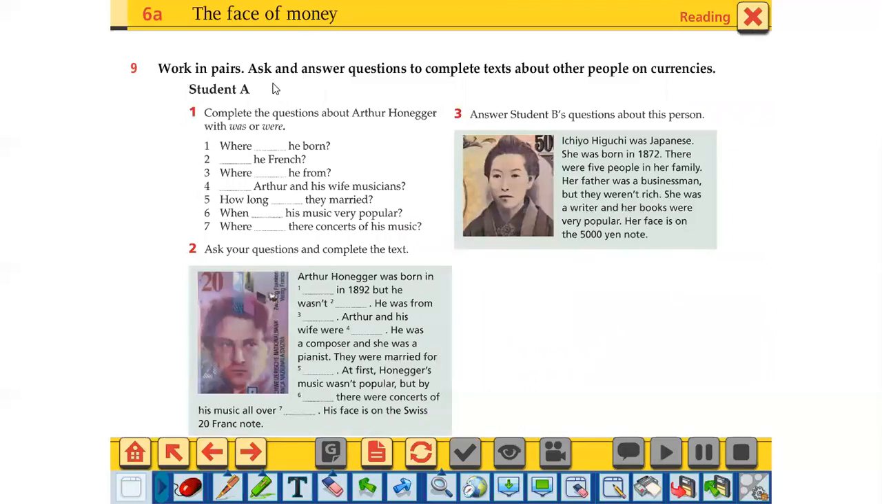Work in pairs, ask and answer questions to complete text about other people on currencies. Student A. Okay. 1. Complete a question about Arthur Honegger with was or were. Number 1. Where was he born? A ver. ¿De dónde saco esta información? De acá.